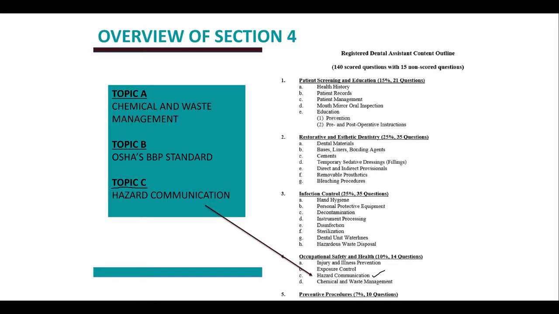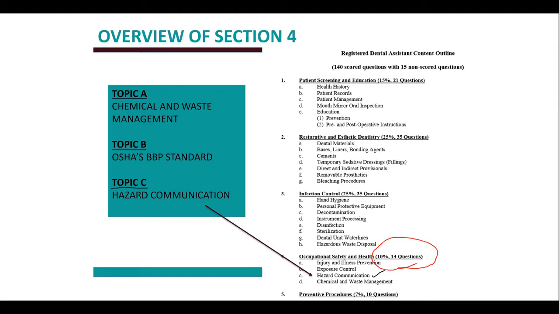Now, also notice that the occupational safety and health section, these 3 topics, is approximately 10% of 14 questions on the RDA exam. Again, you may be listening to this podcast in preparation for the RDA exam or for national board exams, for the infection control national exam, or for a continuing education class. But just as a reminder, if you are taking this for the RDA, you are preparing for 14 of your questions by watching these 3 podcasts.